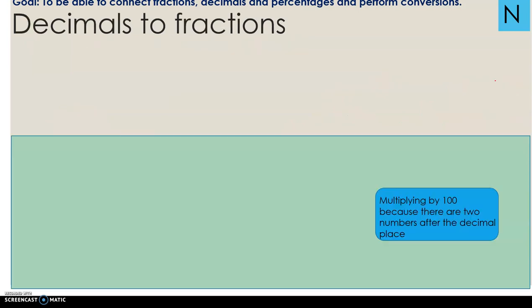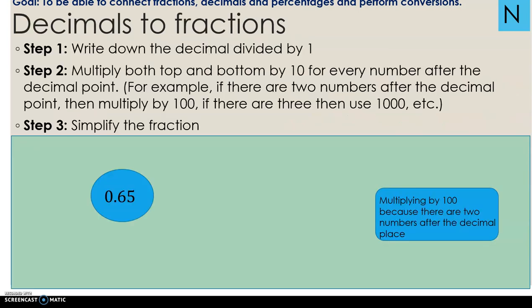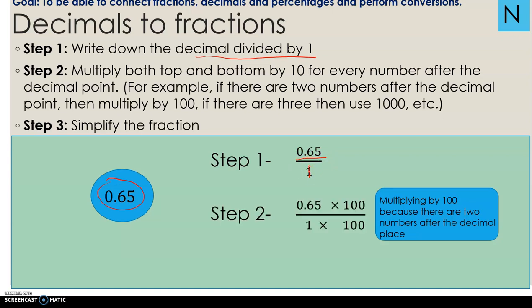All right, to convert from decimals to fractions, the first step is to write down the decimal. So here I've got 0.65. Write it down with a denominator of 1. We've all looked at this before. We know that if we have any number, if we want to write it as a fraction, we can just write it as over 1. So that's step 1.